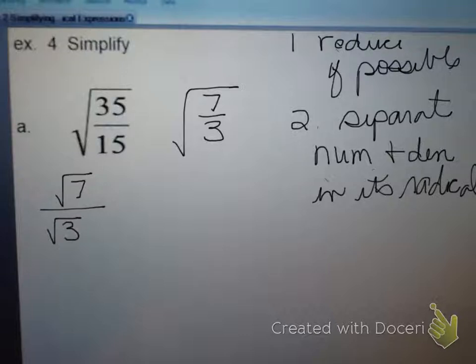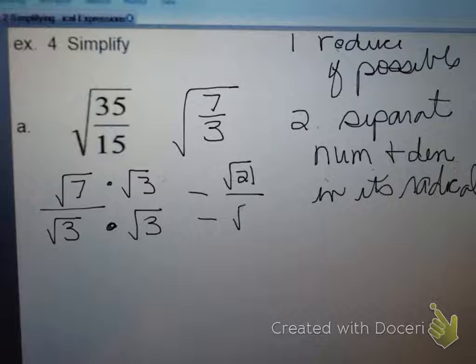Now look at the square root of 7. Can I simplify that? No. Can I simplify square root of 3? No. The problem is I cannot have a radical in the denominator. So I am going to multiply by the square root of 3. And rule of algebra, you have to do it on the top. Square root of 7 times square root of 3 is the square root of 21. Square root of 3 times the square root of 3 is square root of 9.